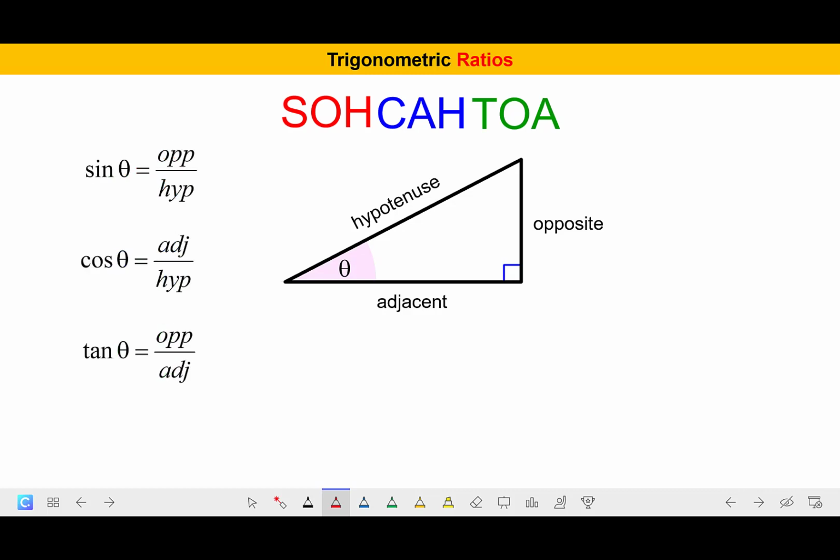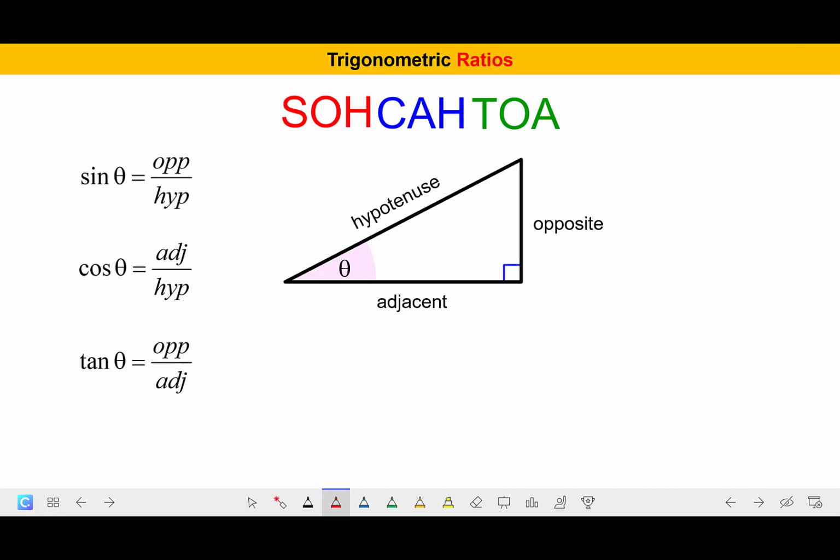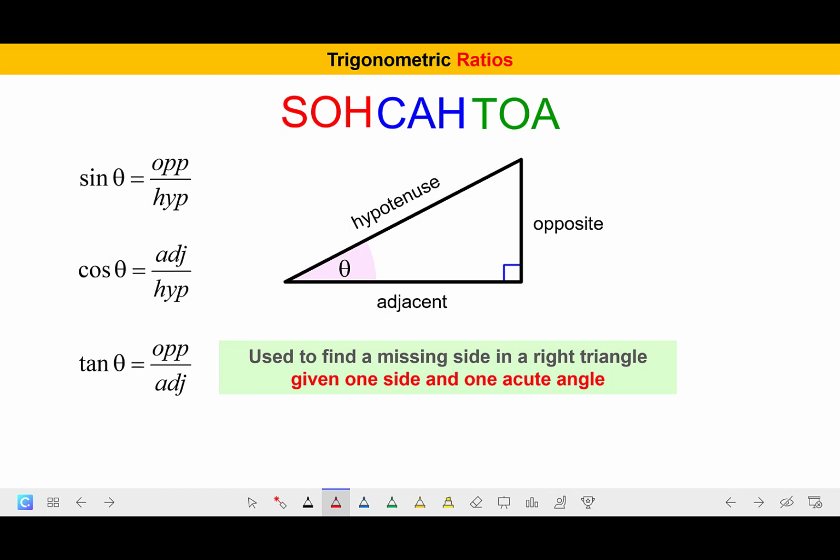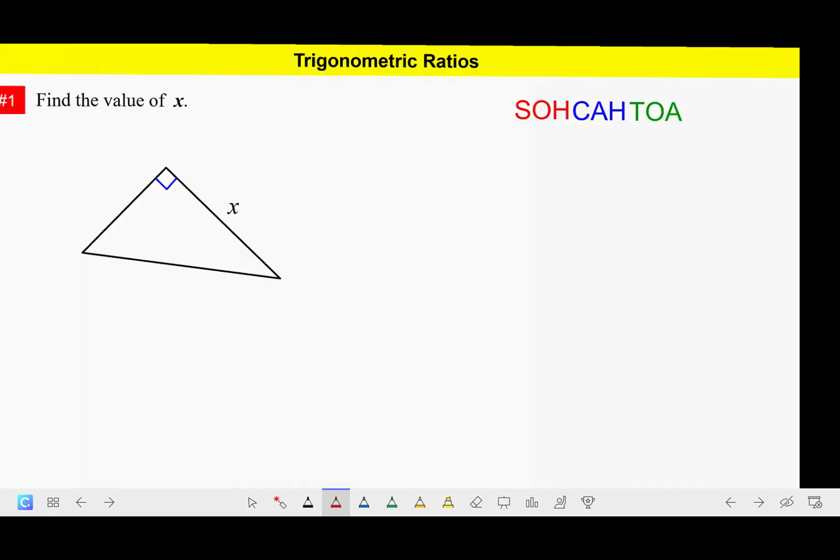So what do we use this stuff for? Primarily, at least to start, we're going to use it to solve for sides. We find the missing sides of a right triangle, given we have at least one side and we must have at least one of the acute angles. That means either this angle here or this angle up here. So let's go ahead and try a couple problems.